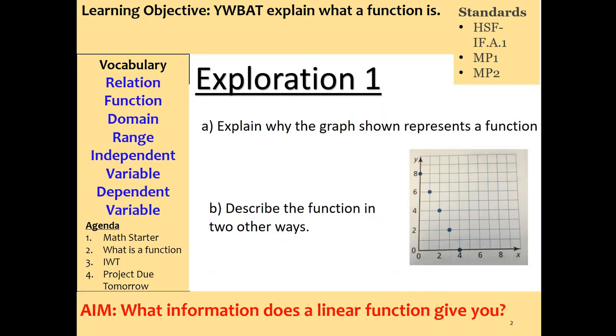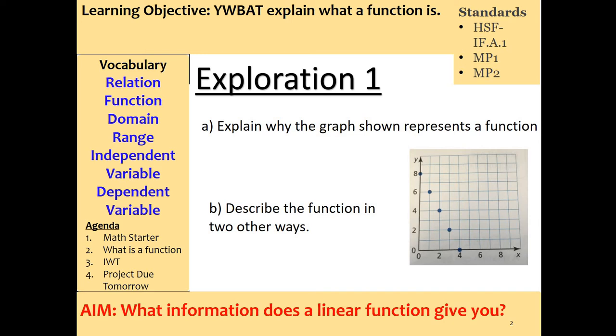Alright, explain why the graph shown below represents a function. Describe the function in two other ways. So pause the video if you know what a function is, and tell us why it represents a function.